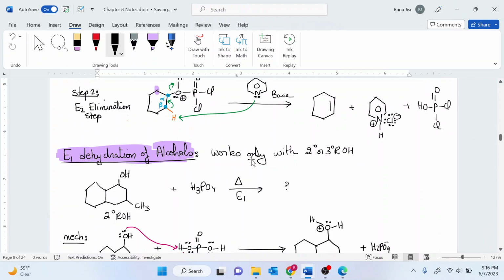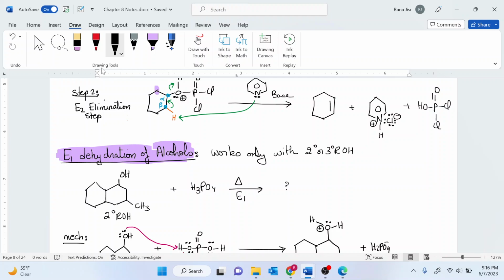E1 elimination works with secondary and tertiary alcohols. So again, what drives the reaction, whether it's an E1 or E2, is the type of the alcohol that you are working with. And here it's a secondary alcohol in this case. The acid has to be an acid that generates a conjugate base that is basic and not nucleophilic.